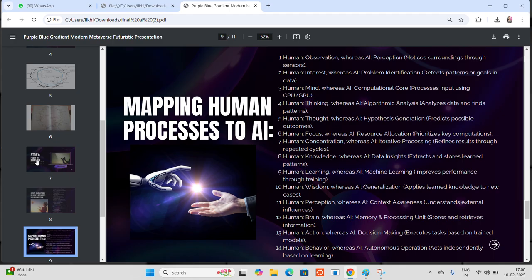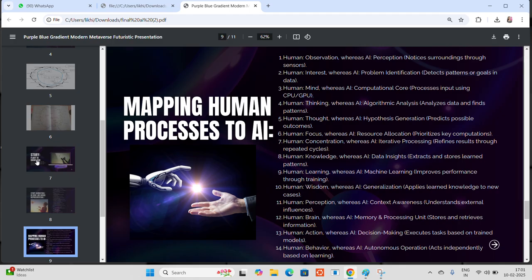Okay, coming to thoughts. Humans will use thoughts and AI will use hypothesis generation. Here, the AI generates the hypothesis prediction from the algorithm analysis. Algorithm analysis is the before component. It will synthesize the hypothesis based on the algorithm analysis. Just like from thinking we get thought, from algorithm analysis we will get hypothesis generation. Okay, I think it's clear.